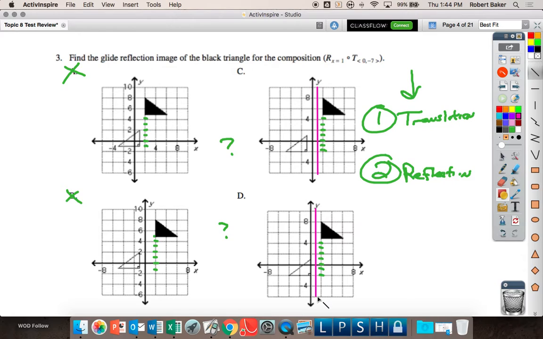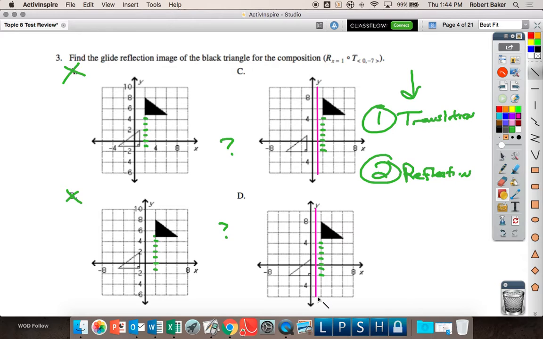Do you see the answer? No? Yes? Which one do you think it is? Are they even different? D. D? Correct. Because notice I go 1 to get to the pink line, and this one's 1, 2. Over here it's 1 to the pink line, this one's 1 to the pink line. So they have that x equals 1 symmetry.